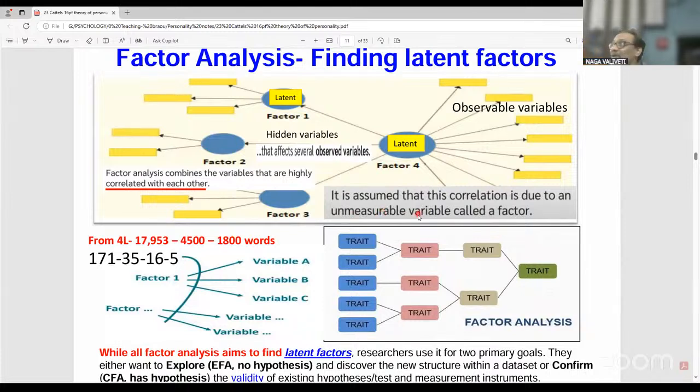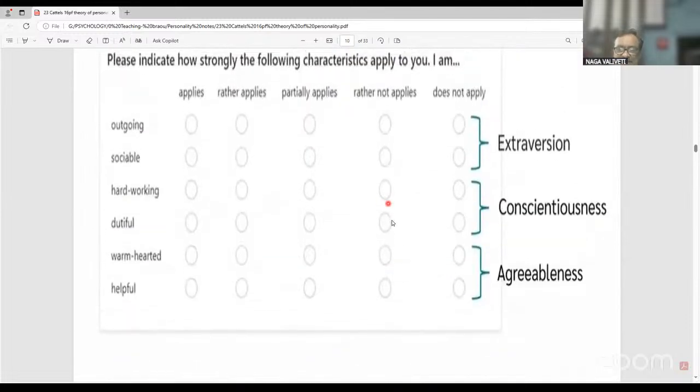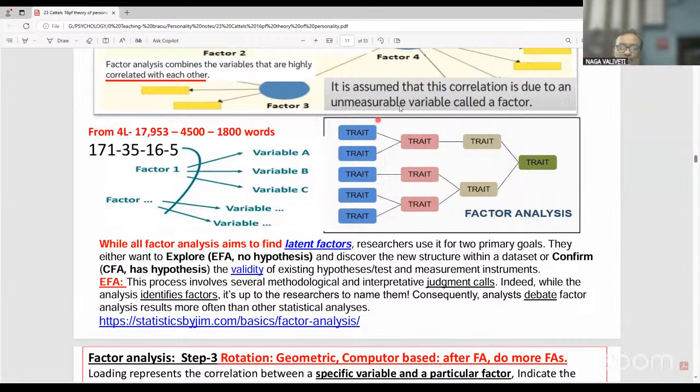So why is this variability there? This variability is coming due to an unknown, unmeasured factor, the latent one that we are arriving at through these factors. Here you see, this factor 1 is latent, an unmeasurable variable, internal or the source trait, contributing to variables A, B, C.